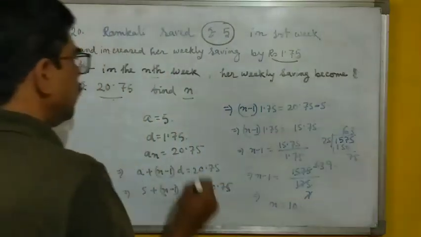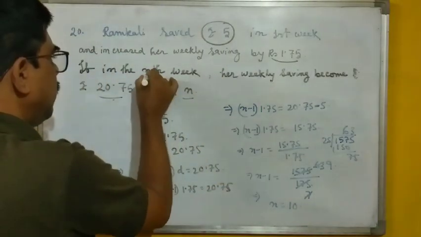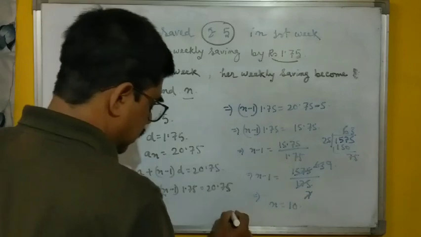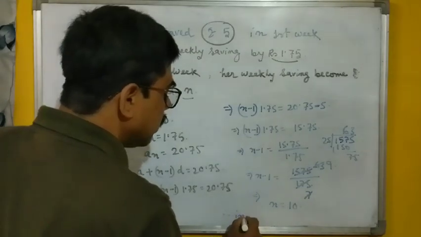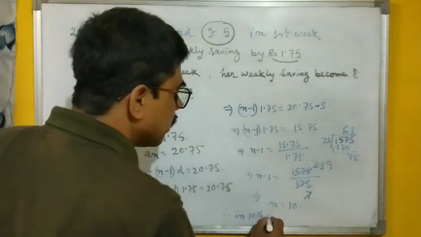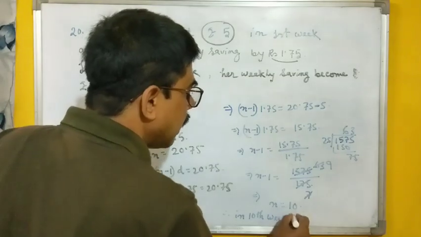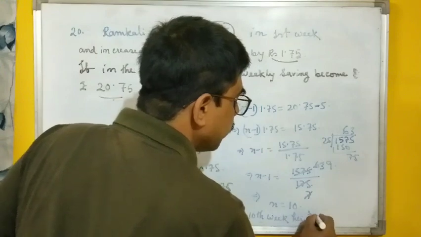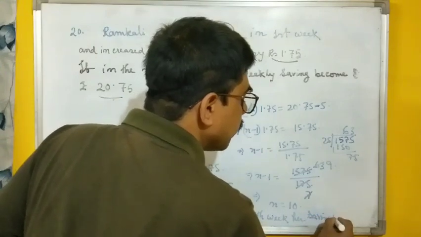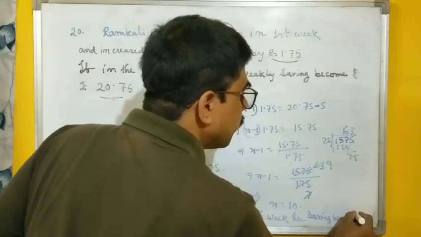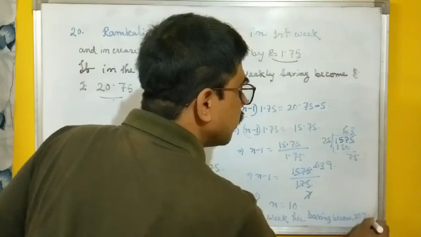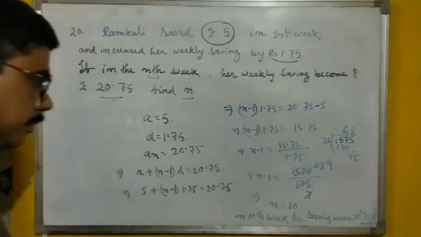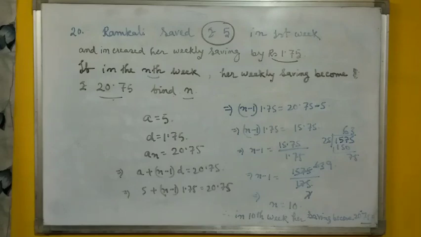So N equal to 10 means in the 10th week her saving becomes 20.75. So this is the last sum. You have finished that AP exercise, exercise 5.2.